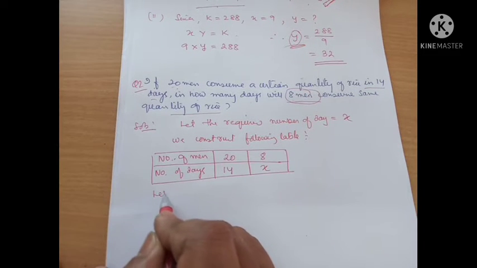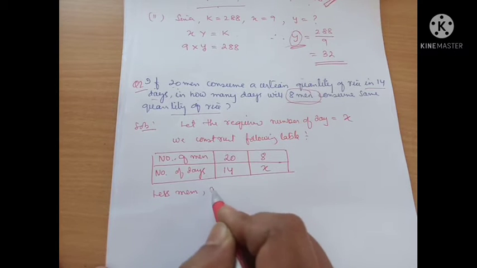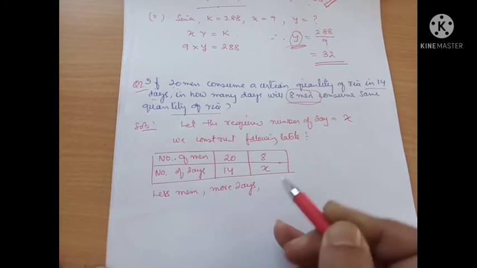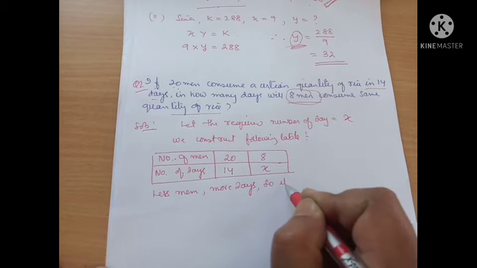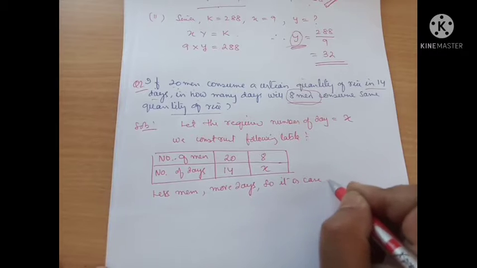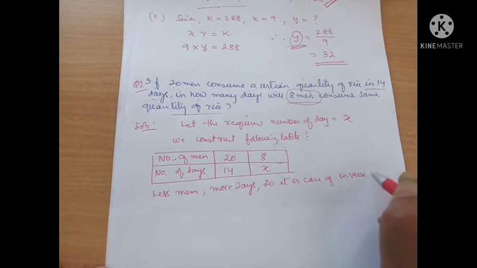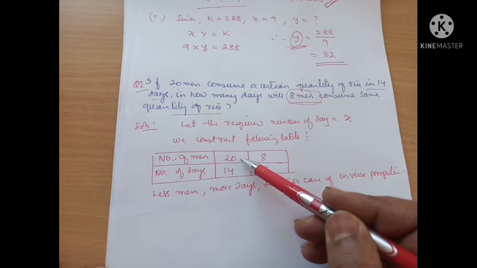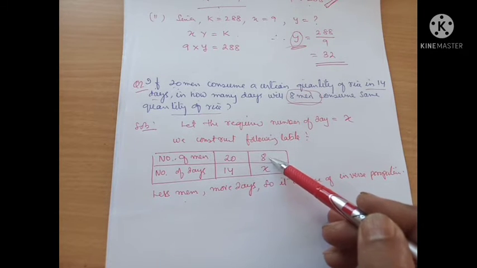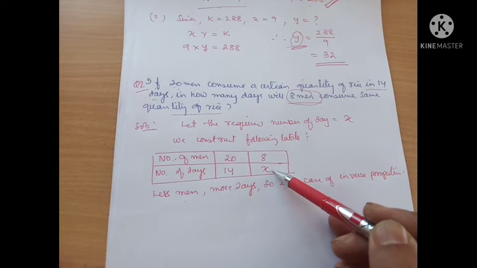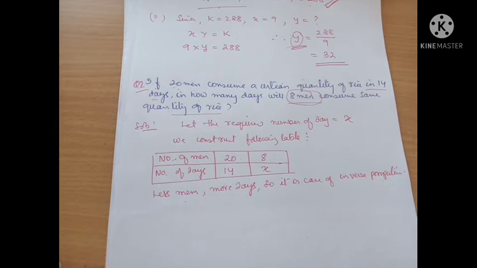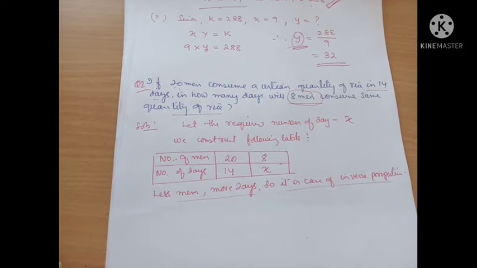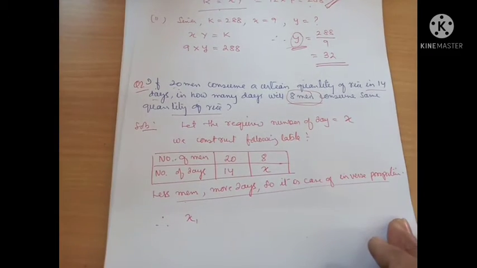So here comes less men, more days. Less men becomes more days, so it is a case of inverse proportion. If it is less men, more days; more men, less days. Here we have less men, so x, the number of days, will be more, because this is a case of inverse proportion. Here comes x1 equal to, we have seen the formula here.